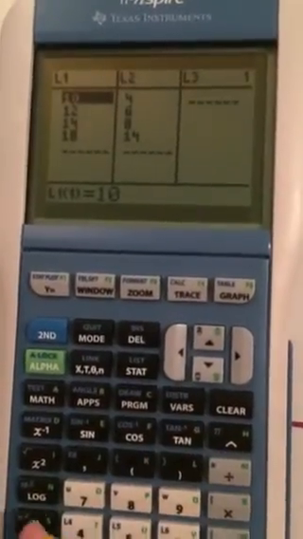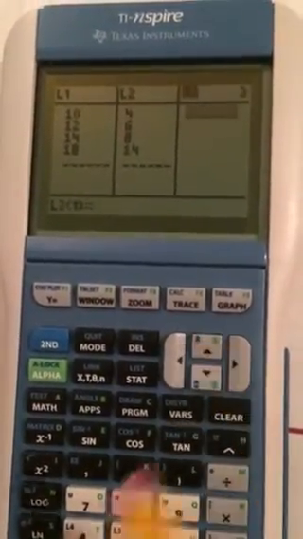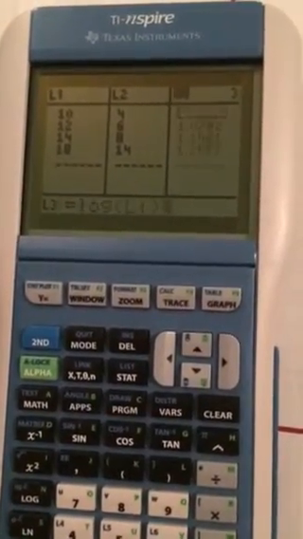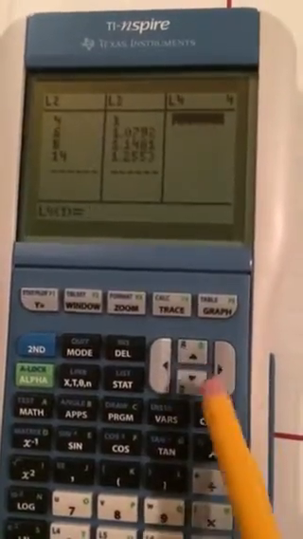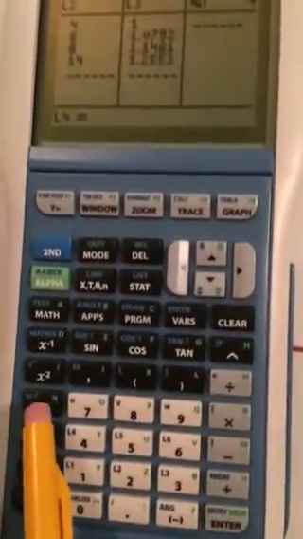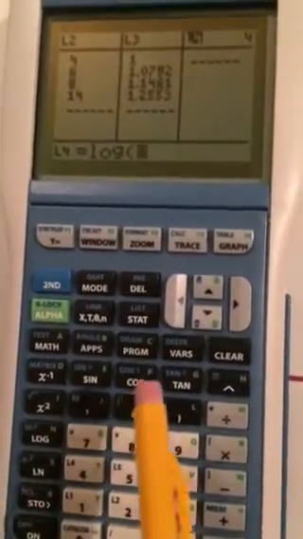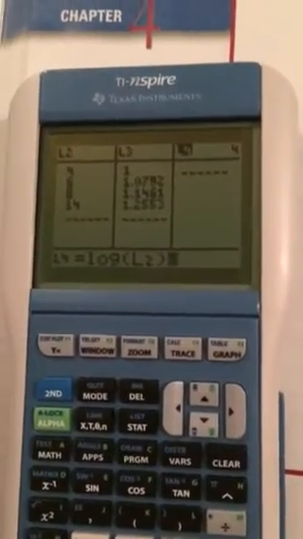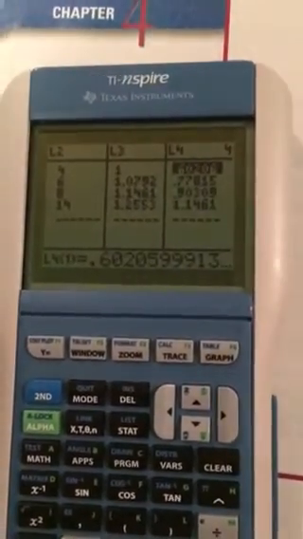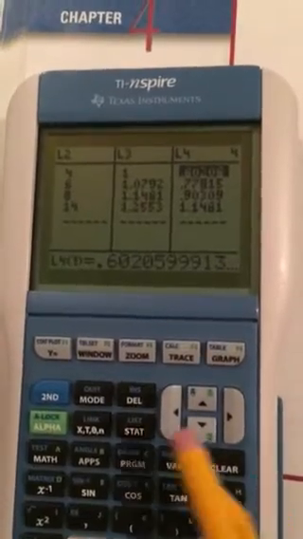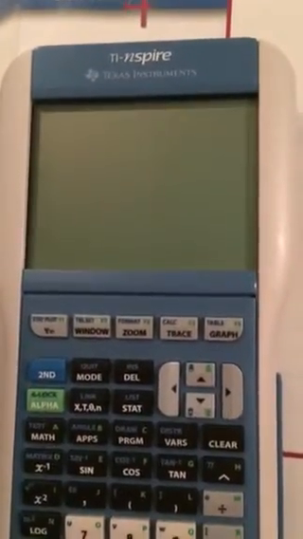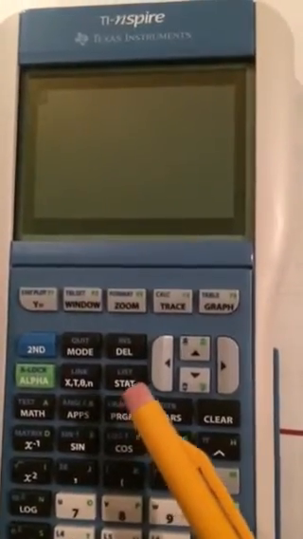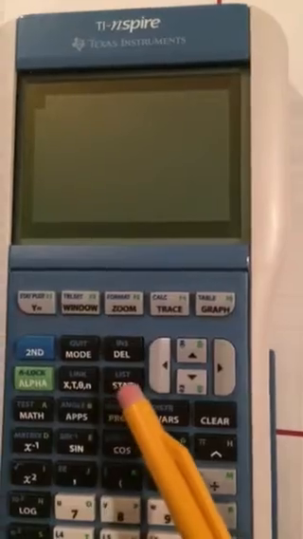So to take the log of the x and the y, we're going to go over to list 3 and then take log of list 1. So we took the log of the x. Now I'm going to highlight list 4 and take the log of list 2. And then I have the log of the x and the y. So then what I want to do from here is I want to go to my main screen, and I'm going to try to find my linear regression.